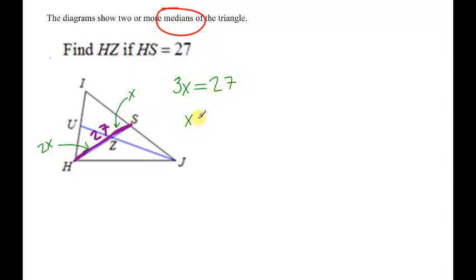So that would mean that X, if I just divide by 3, that X alone would be 9. So this piece here, this shorter piece, is 9. And that makes my longer piece, 2X, that's going to be 18. And that still works in my doubling thing. And so there's my answer. H to Z is 18.